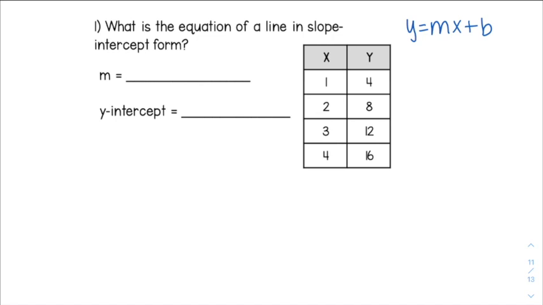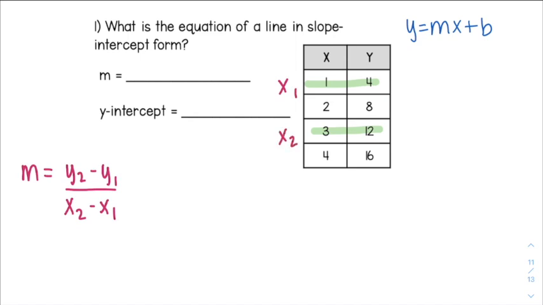So here we have, I'm going to use (1, 4), and I'm also going to use, let's use (3, 12). Okay, so I'm going to find my slope, which is m equals y2 minus y1 over x2 minus x1. Let's call this x1, x2, y1, y2. Let's substitute everything in. You get 12 minus 4 over 3 minus 1, 8 over 2. This would just be 4.